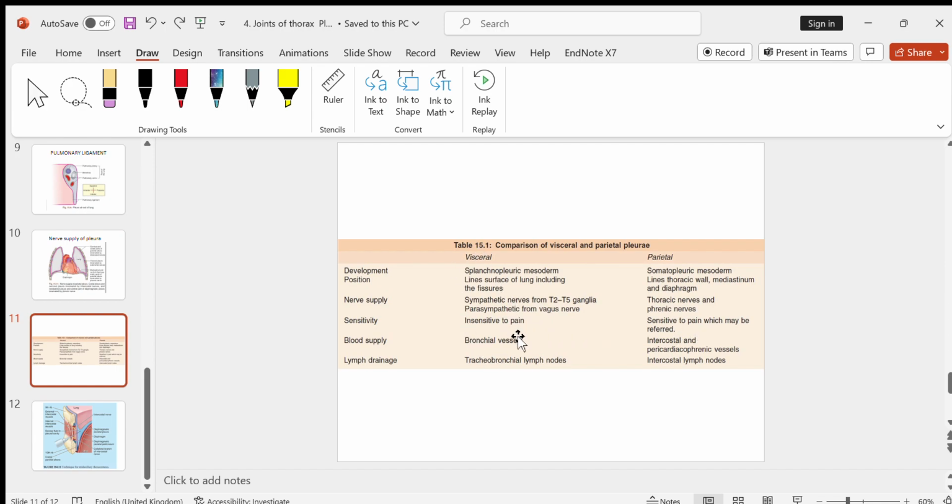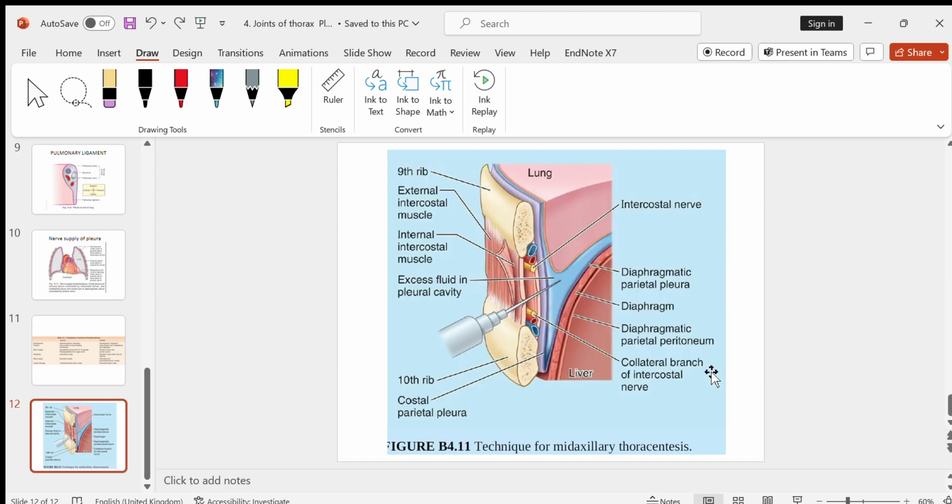The visceral pleura is supplied by bronchial vessels, and the parietal pleura is supplied by the intercostal and the pericardiophrenic vessels. Lymphatics of the visceral pleura drain into the tracheobronchial lymph nodes, and those of the parietal drain into the intercostal lymph nodes. This is the procedure of thoracocentesis.